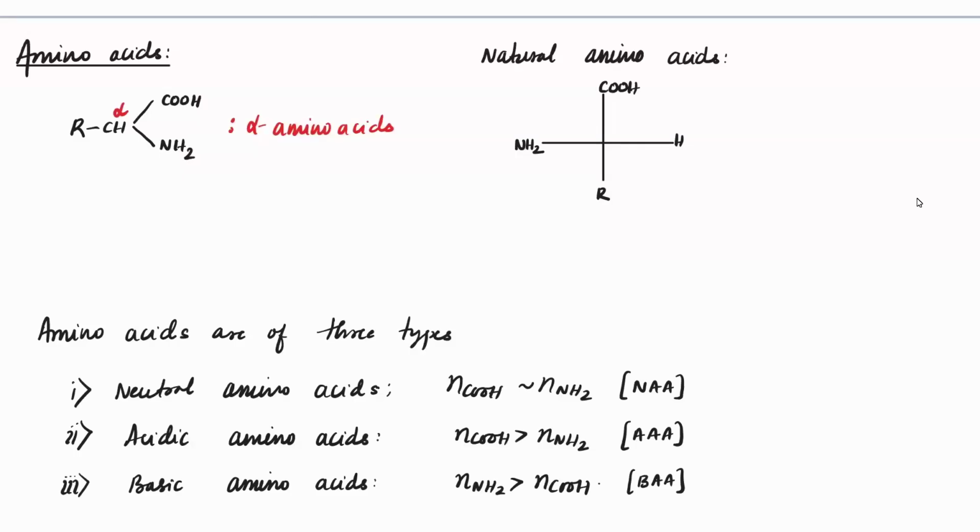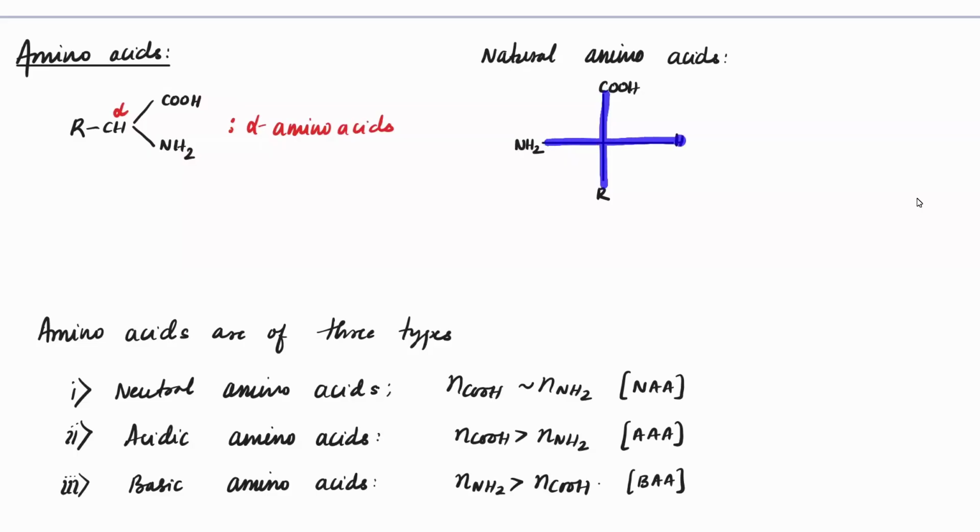Let me start with amino acids. An amino acid is when you have an amine group and an acid group. Mostly all naturally occurring amino acids are alpha amino acids. Now, within these alpha amino acids, you need to understand one thing.